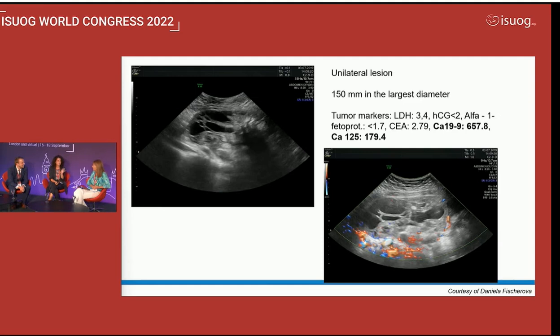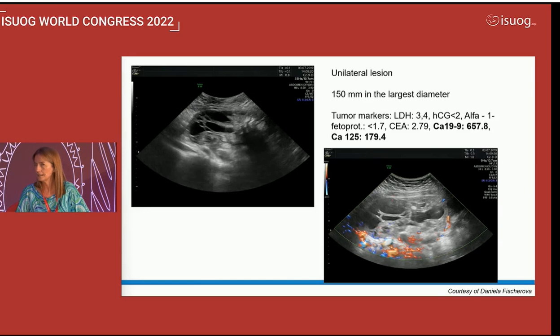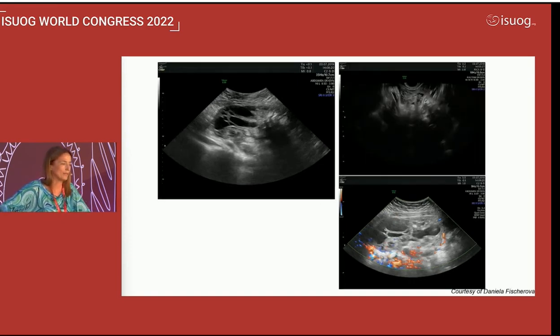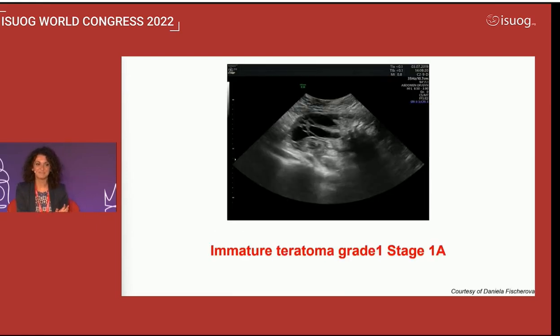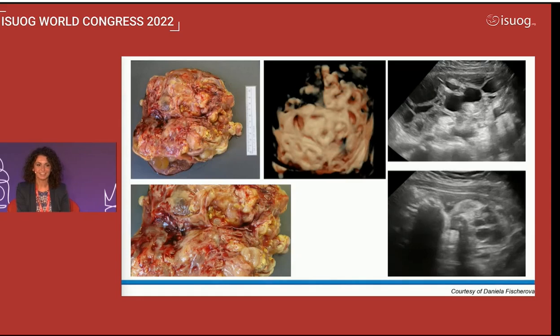We have also, when measured, a high percentage of CA 19.9, which was elevated, and CA125, which was elevated. But this is something that in fact I expect. We know that CA 19.9 is elevated also in dermoid. It can be elevated also. So, yes, here there is no hype anymore because it was an immature teratoma, grade 1, stage 1A. And here it's amazing how you can see the appearance at the macroscopic specimen, and you can compare how it looks with the ultrasound.